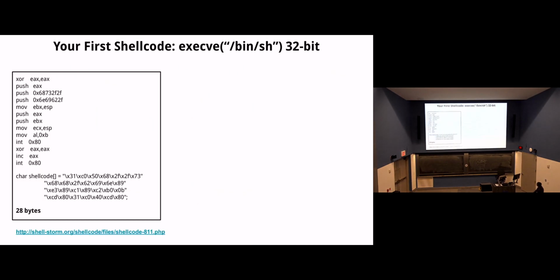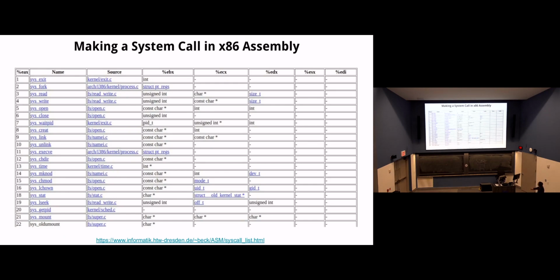So first, our goal is to execute. There is a vulnerable program we're trying to hack. We're trying to replace that vulnerable program with /bin/sh, which is a shell program. And to do that, we are going to execute the system call execve. Okay? So if you look at the system call table, you will see that we are going to do this one. So EAX should be 11.